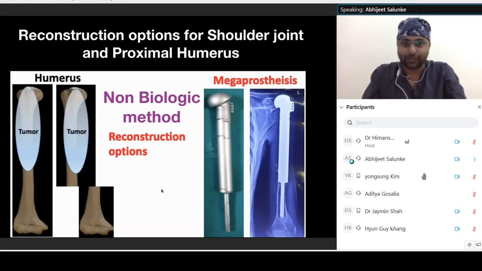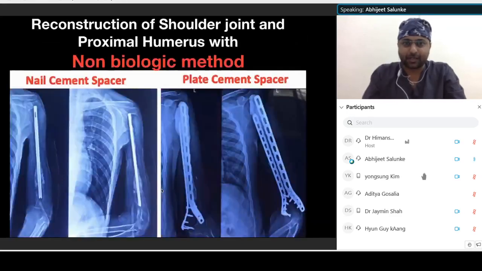First will be a non-biologic method. That will be a megaprosthesis that is commonly used all over the world. Second option is an innovative technique of a cement spacer, which is used at few centers across the world.